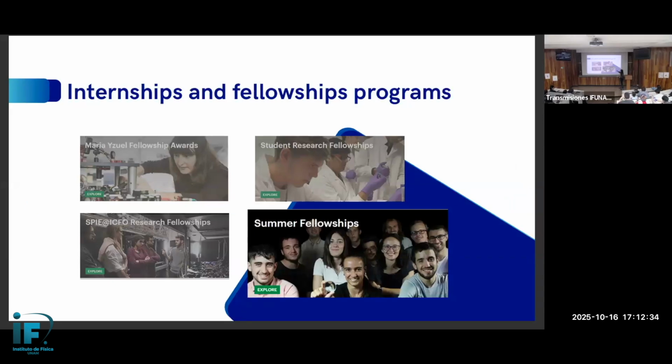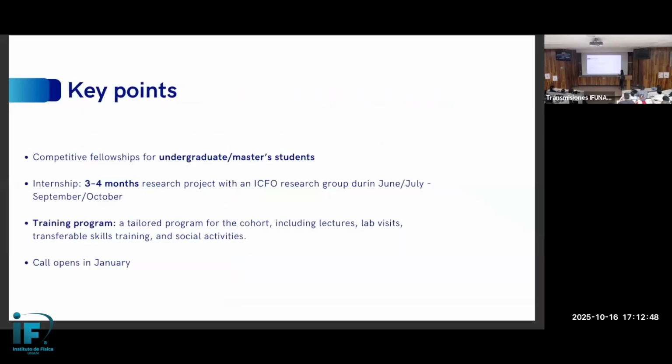And then the last program available is the summer fellowship. This program is a little bit different, but if you are interested in a shorter period, then it can be a good option. In this case, students spend about 3-4 months in one of the ICFO research groups, and the time frame is quite strict. It's during the summer break, which I'm not sure corresponds to your summer break, from June, July to September, October.